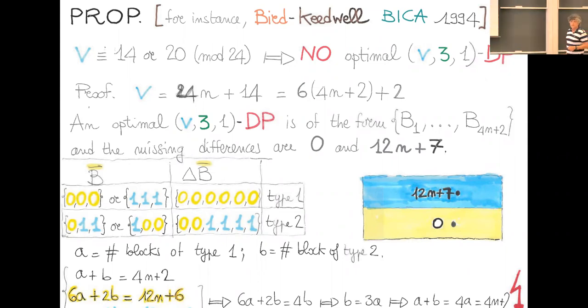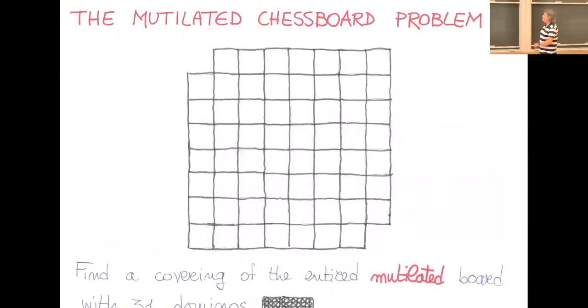So another proof. So everybody escapes now. But this is just a little game. This kind of proof reminds me a lot of the so-called mutilated chessboard problem. Probably some of you, many of you, know this puzzle. So you have the usual chessboard, but without the two squares at the extremes of a diagonal.